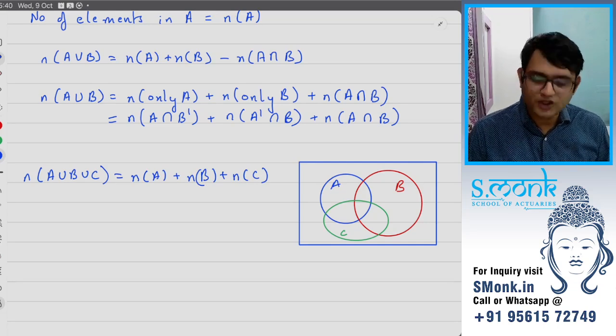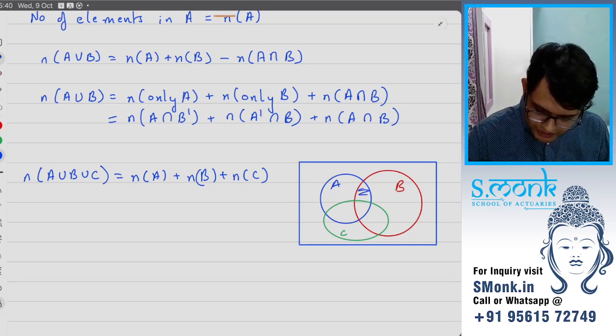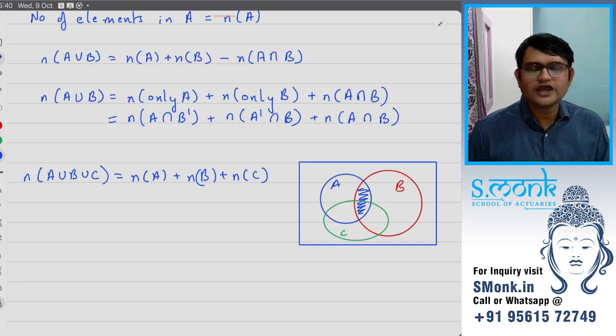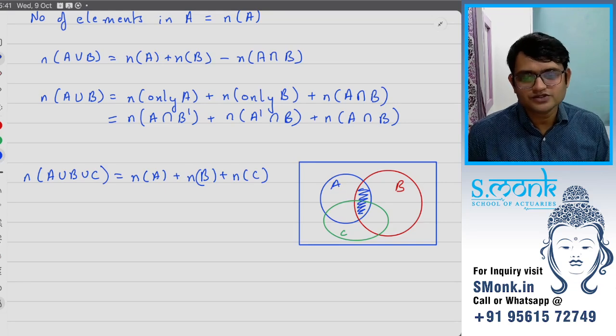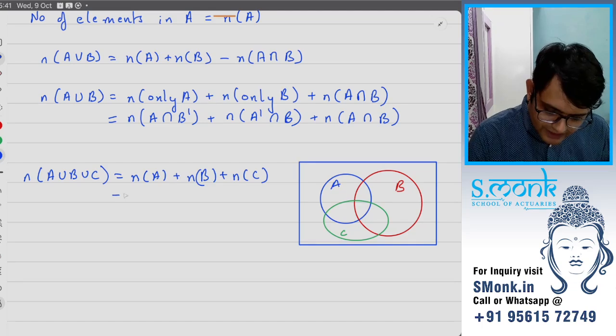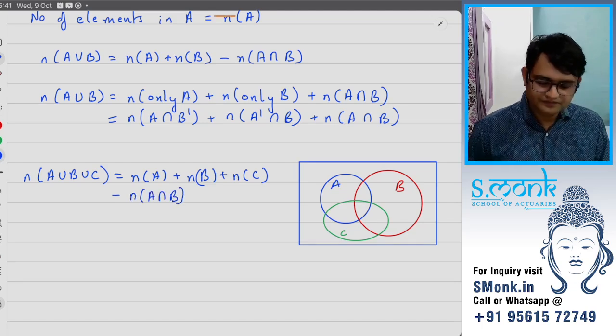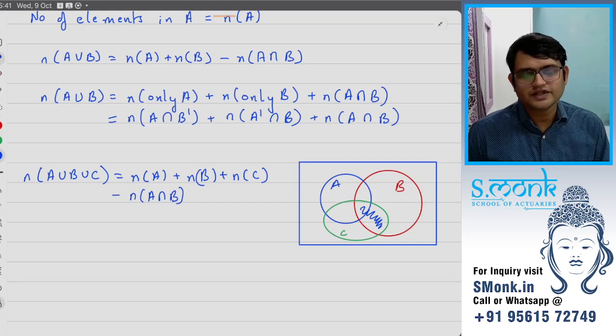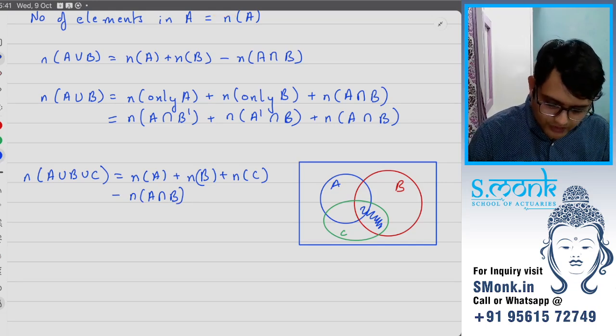Now if I add up A, B and C, there are certain common regions that are going to be added twice. So this region is common to A and B both. So that has been added 2 times. I need to remove it once. So I'll remove it. I'll say that is nothing but number of elements in A intersection B. Then similarly, this region has been added twice. That is B intersection C. I need to remove it. Number of elements in B intersection C.